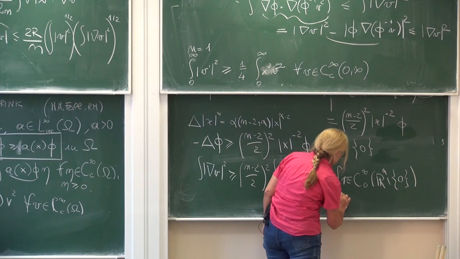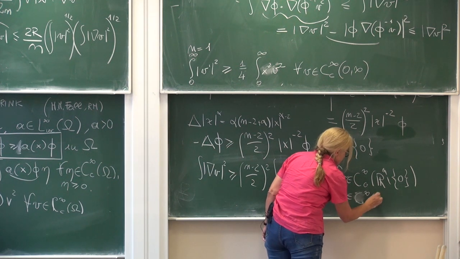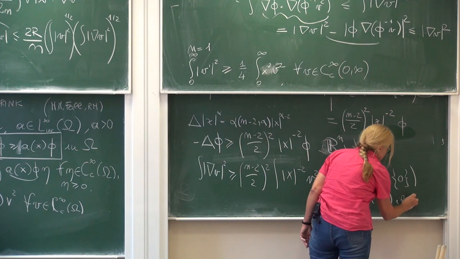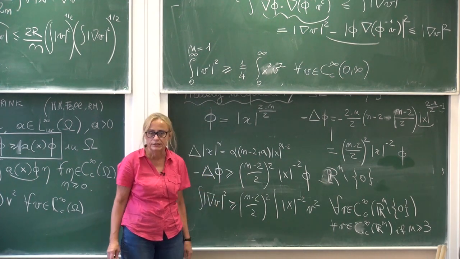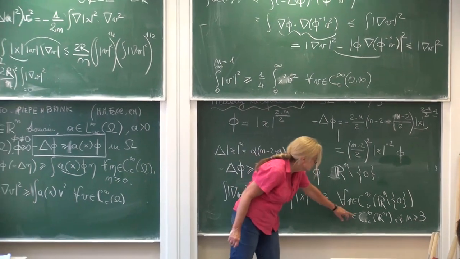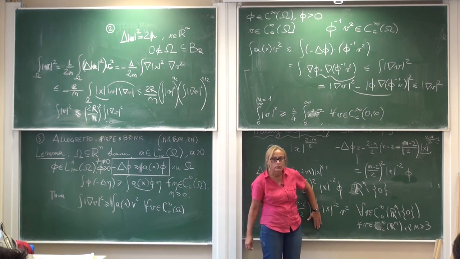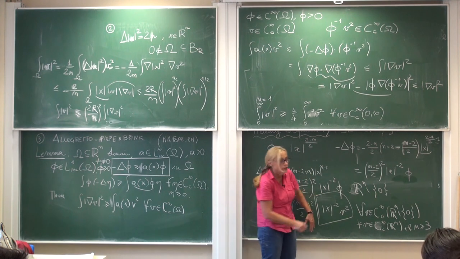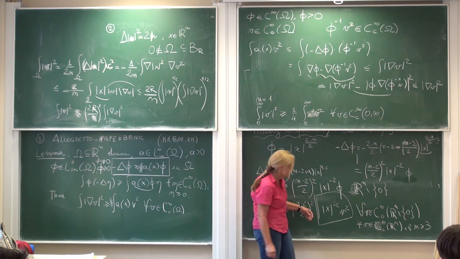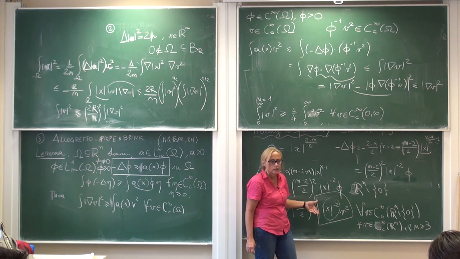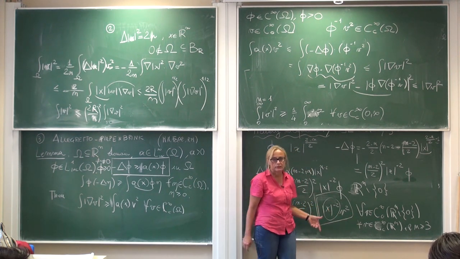one can use some density results to show that this... I will skip this part. This inequality, if n is greater or equal than 3, holds for any v with compact support. Of course, for n equal to 1 and 2, to write this integral, you have to assume that v vanishes at the origin, because if n is equal to 1 and 2, then this weight is not locally integrable. So to give a meaning to this integral, you have to ask that v vanishes at x equals 0.